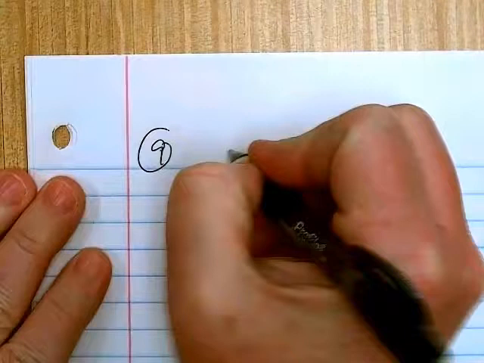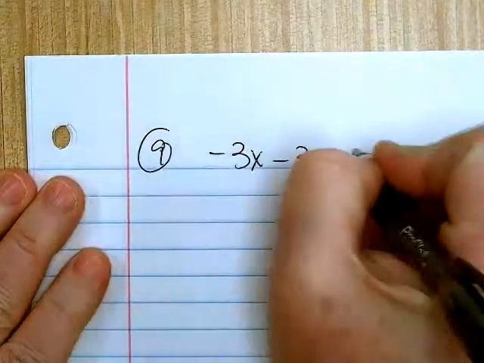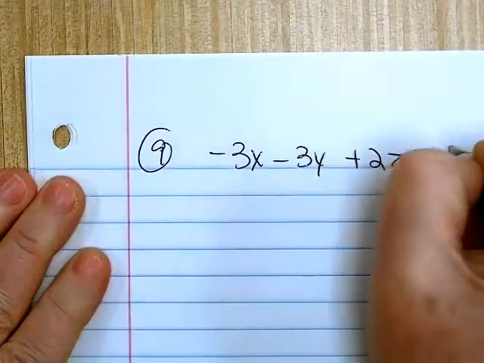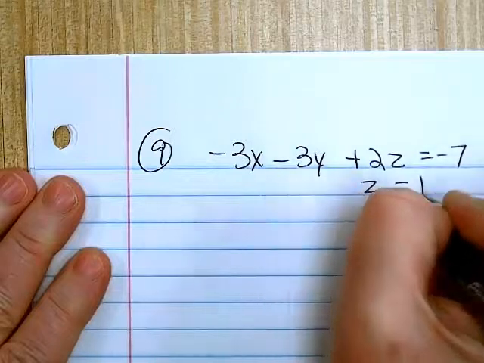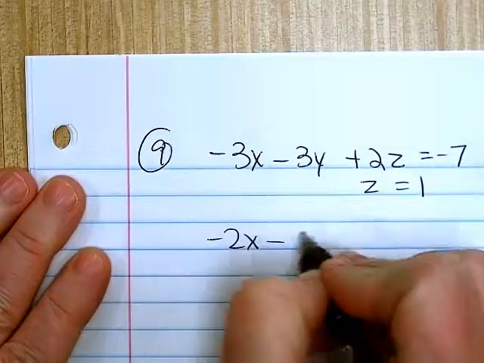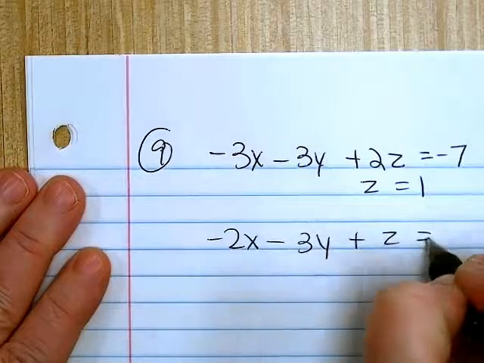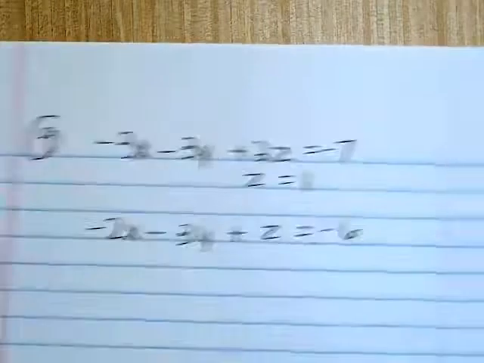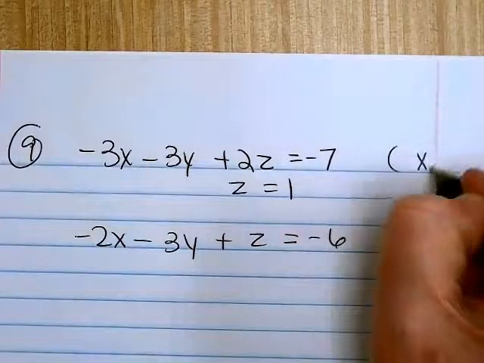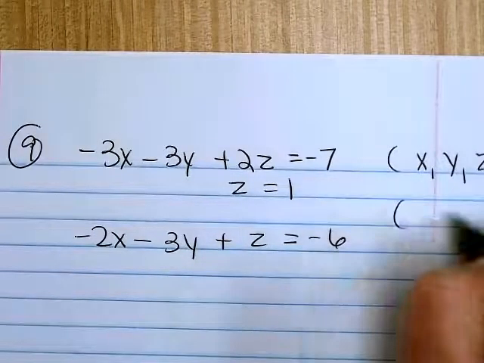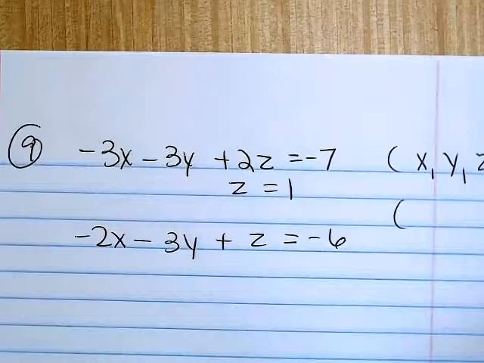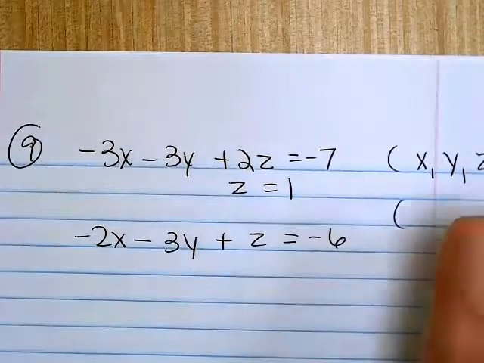Okay, here we go. We're on page 2, part 2, starting with question number 9. Negative 3x minus 3y plus 2z equals negative 7. Z is 1. Negative 2x minus 3y plus z is negative 6. You're looking for a location that has x, y, and z. You're looking for 3 numbers. Well, in this particular system, they gave you one of the answers. They told you that z was 1.